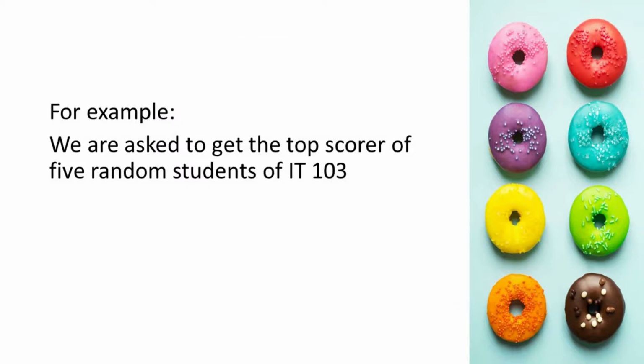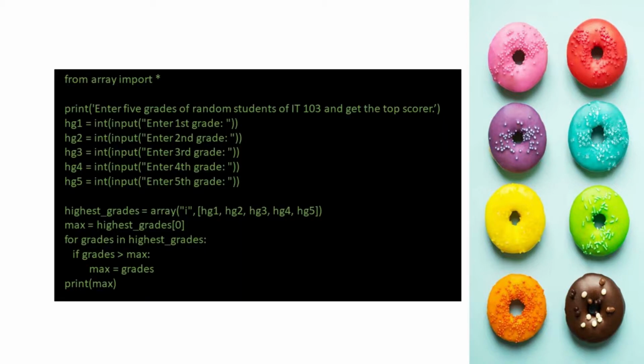So this is our own coding sample situation in real life. We are asked to get the top score of 5 random students of IT 103. Here, guys, is our coding sample, getting the grades of 5 students and getting the top scorer. For line 1, type from array import, this is calling the array module. Then on line 3, we skip one line and type print('Enter 5 grades of random students of IT 103 and get the top scorer') between the parentheses.